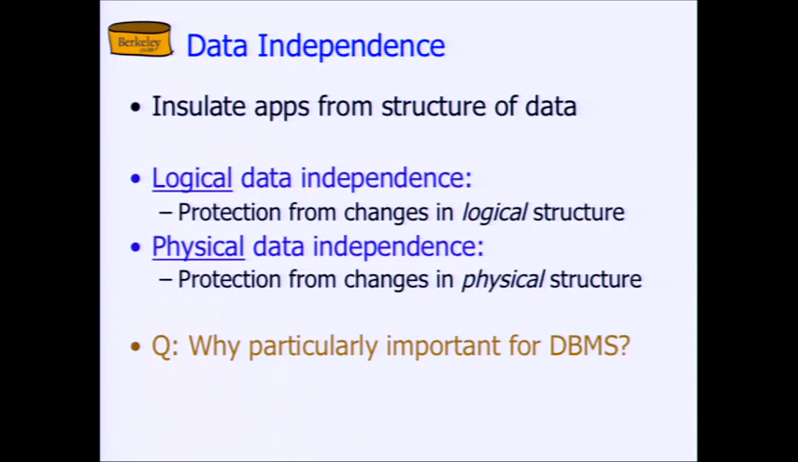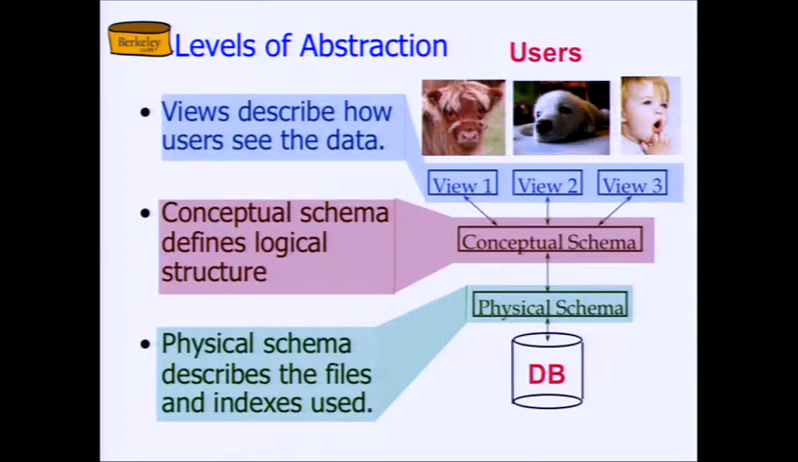So the idea was to separate your applications from the way that things were represented on the disk. And this was done at two levels. There was what was called logical data independence, which protects you from changes in the logical structure or the conceptual model, and physical data independence that would protect you from changes in the physical structure. So if you like, logical data independence separates the cow from the conceptual schema. So the cow doesn't have to care if the conceptual schema changes because you can hide it with a view.